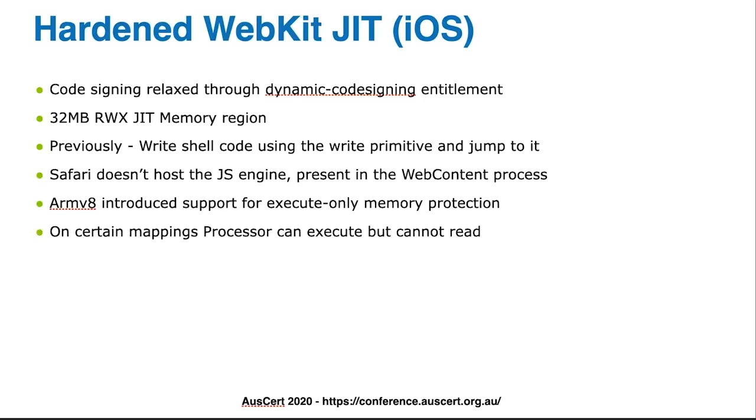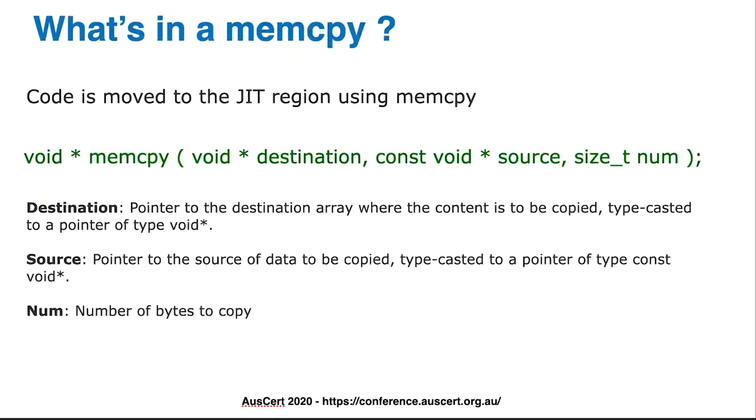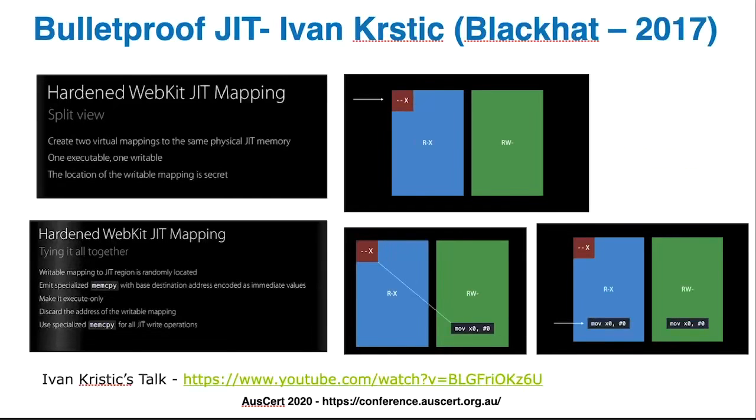In ARMv8, it introduced support for something called execute-only memory protection, which means on certain memory mappings, the processor can execute but cannot read. And this was used to implement hardened WebKit. However, before discussing that, let's discuss what is a memcpy. In memcpy, the first argument is the destination, which is the pointer to the destination array where the content is to be copied. Then you have the source, which is the pointer to the source of the data to be copied, followed by the third argument, which is the number of bytes to copy, right?